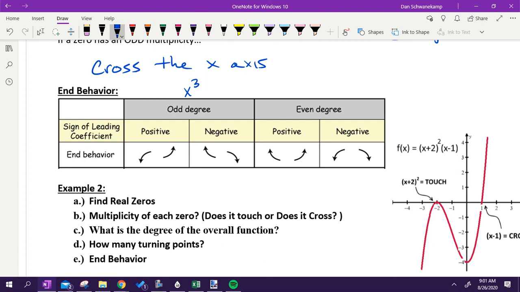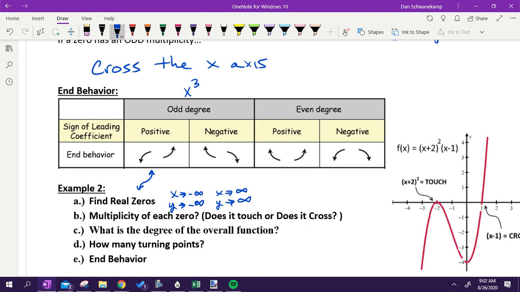This right here, it's going to start down and go up. It has an odd degree. The end starts down and goes up. Technically, we should say, as x approaches negative infinity, y approaches negative infinity. And as x approaches positive infinity, y approaches positive infinity.